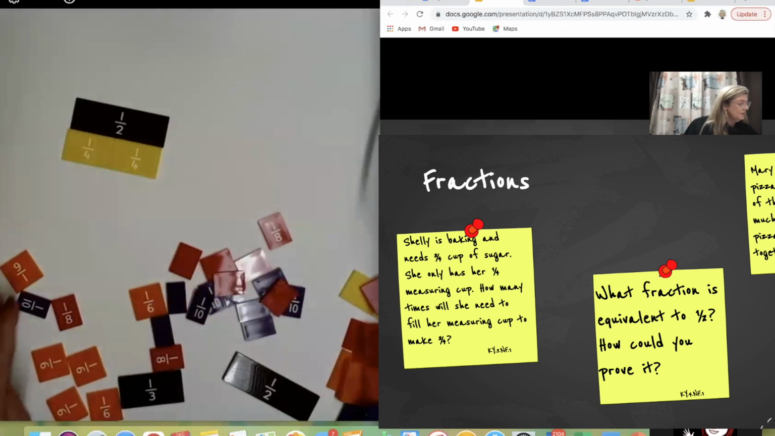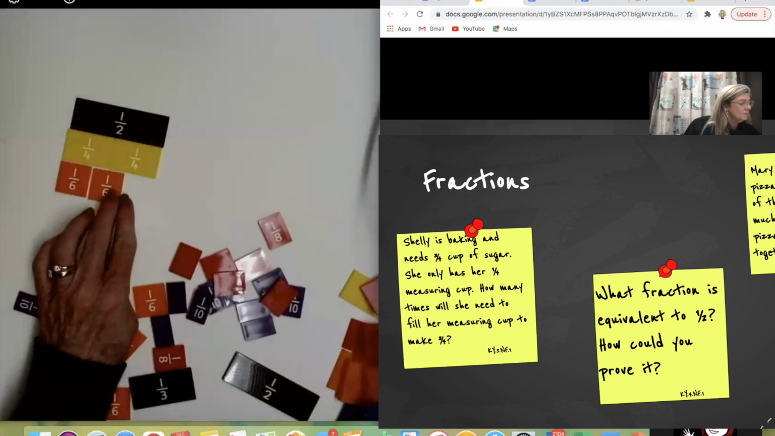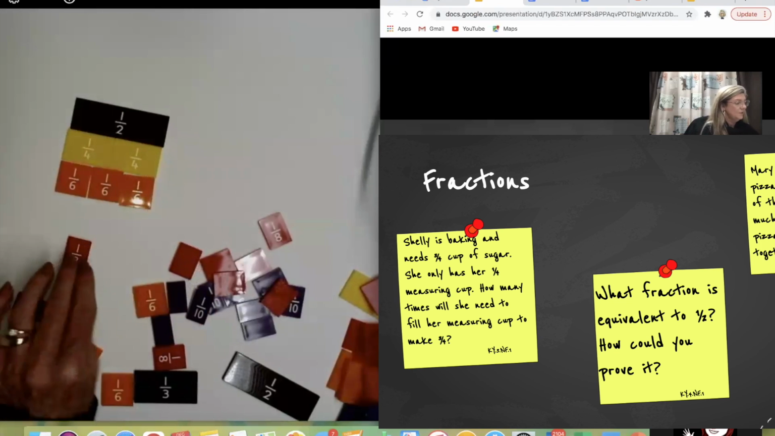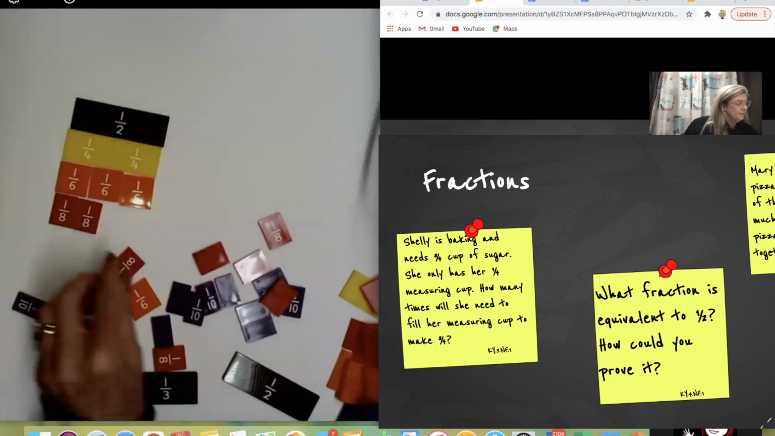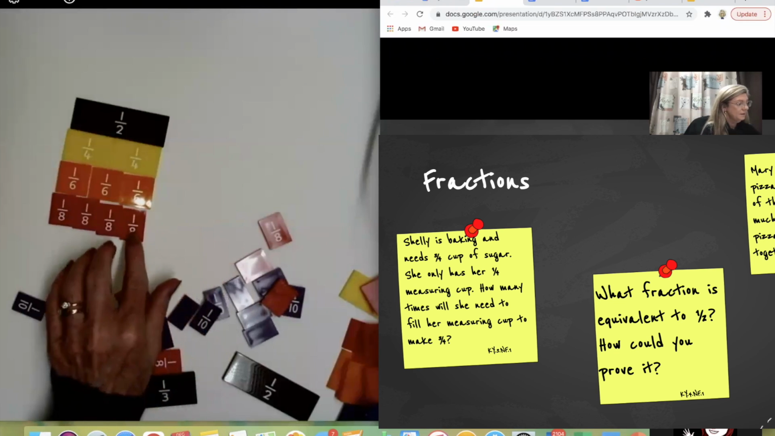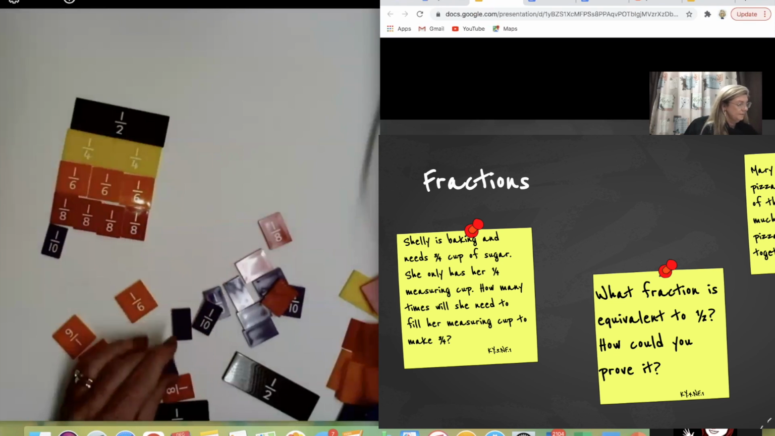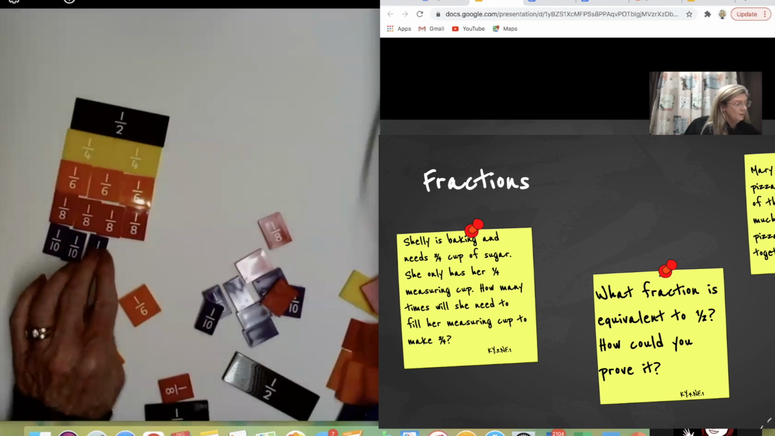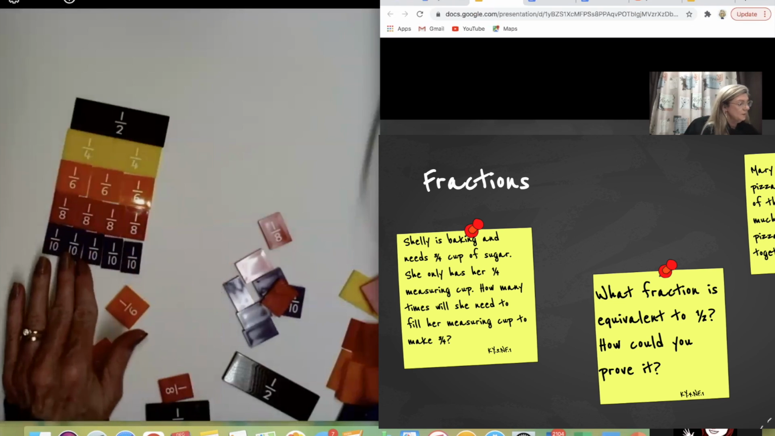And then let's move on to 6. And let's see how many 6ths we can build under here to equal 1/2. And then we can move on to our 8s. So it takes 3 6ths. Looking at our 8s, 4 8ths. And then our 10s. All right. And of course, as they build this, they're proving to themselves what equals 1/2.